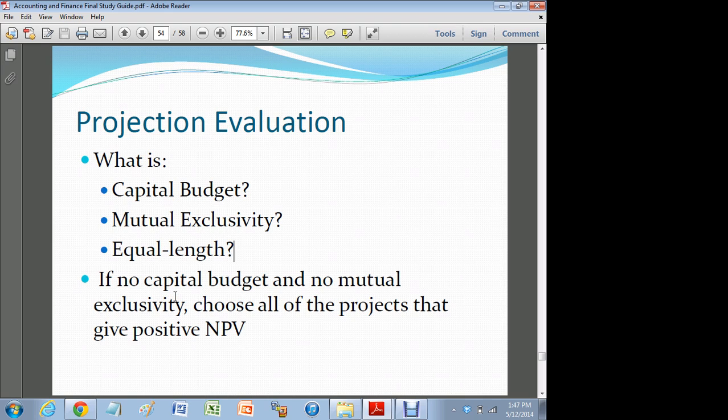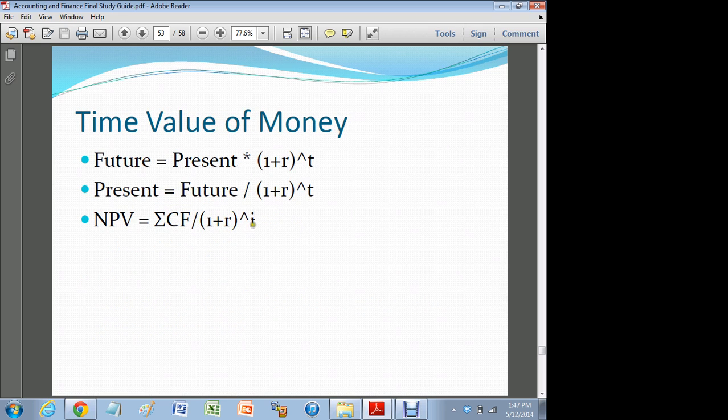And the idea is that if you have no capital budget, you're free to spend on any of the projects you find worthy, and there is no mutual exclusivity, so you can choose everything that you want, then you want to choose all the projects that give you a positive NPV, given this formula for the NPV. Because positive NPV means that it brings you positive wealth today by pursuing this project. So if you have unlimited money to put for the initial cost, then why not choose all of them that give you positive wealth today?